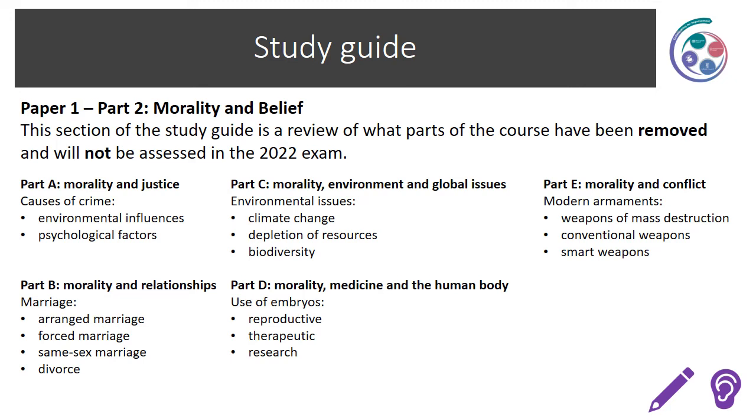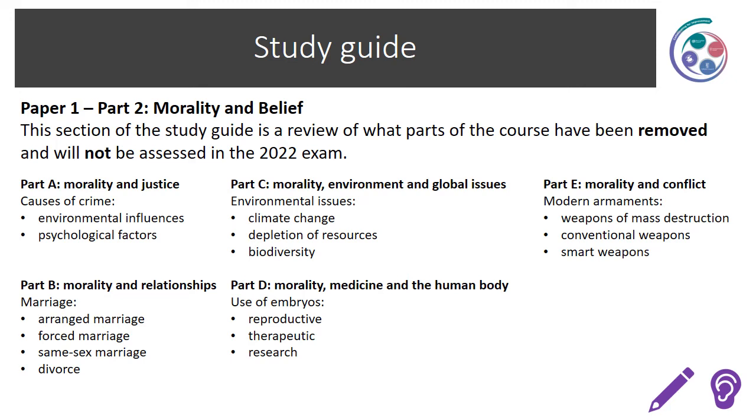There will not be any questions about environmental influences or psychological factors. If you're doing morality and relationships, there won't be any sections on marriage, whether that's arranged marriage, forced marriage, same-sex marriage, or divorce. Part C, if you're looking at morality, environment, and global issues, there won't be anything on environmental issues, climate change, depletion of resources, and biodiversity.